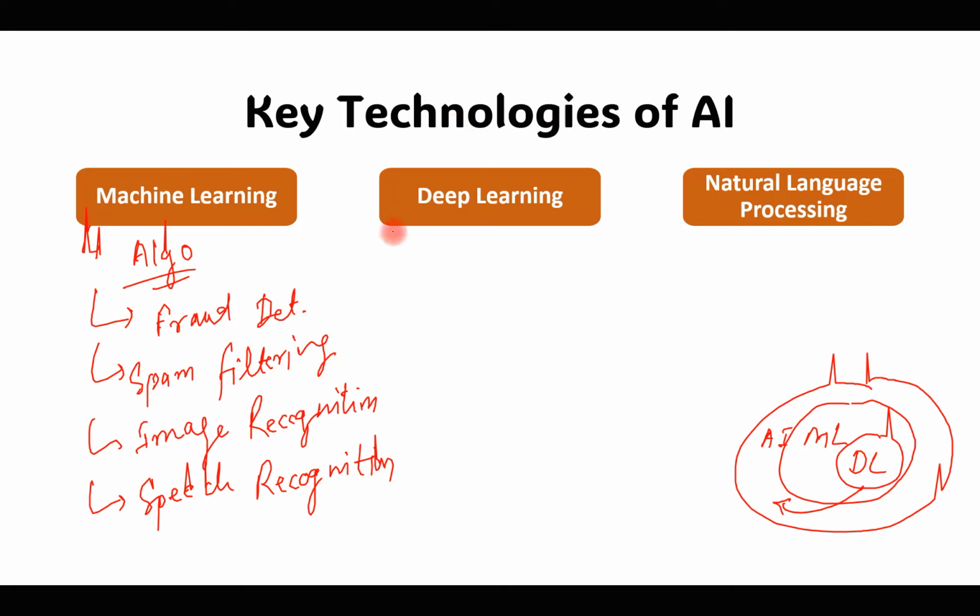Now we will talk about deep learning. So what exactly is deep learning? Deep learning is a subfield of machine learning that, as I mentioned, uses artificial neural networks. Sorry, this pen is not working well today. Why does it use artificial neural networks? To learn from data.